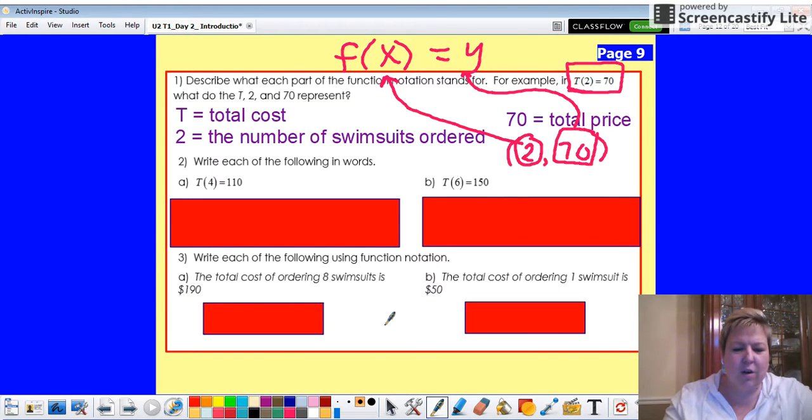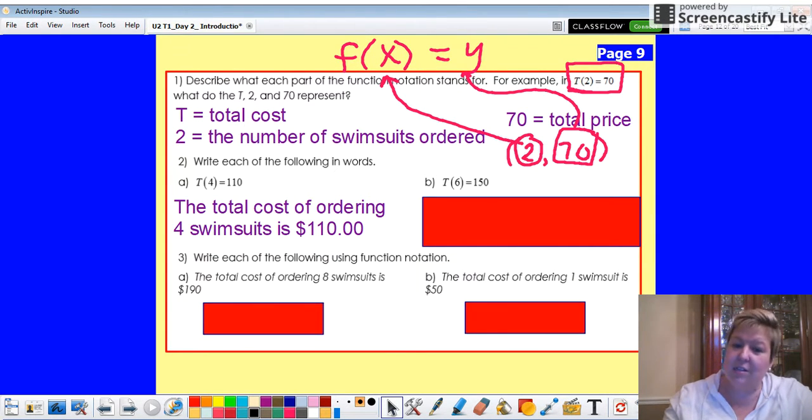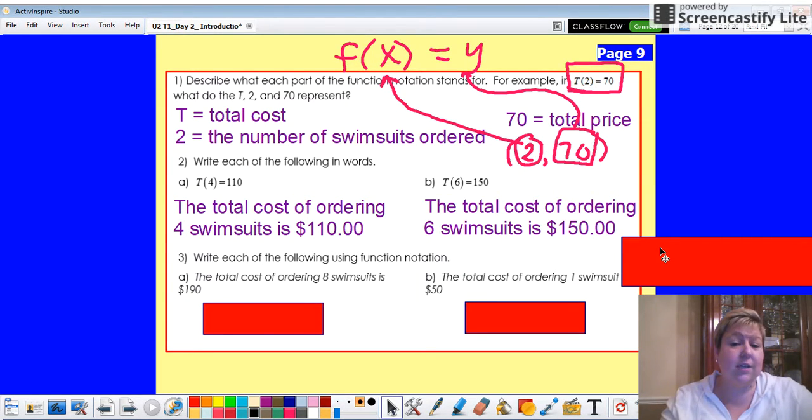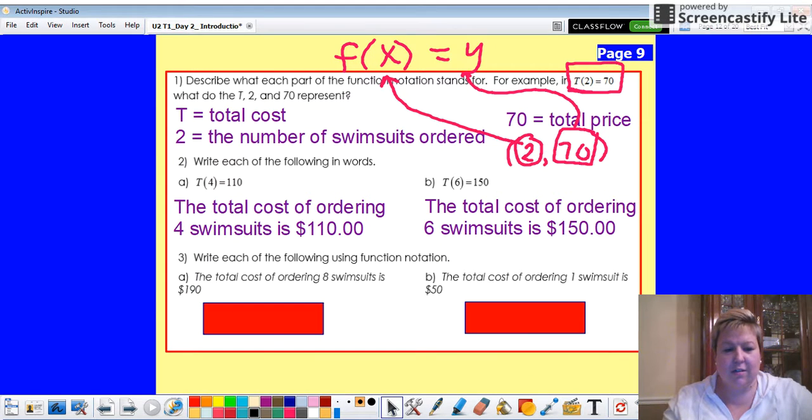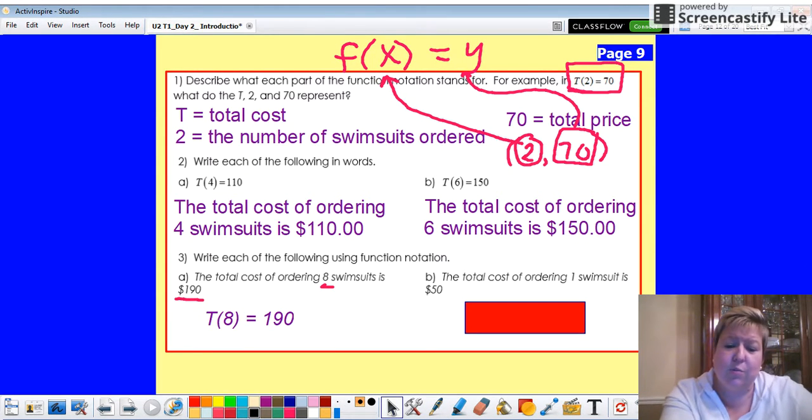Well, what does that mean in words? That's simply going to show us that the total cost of ordering 4 swimsuits is $110. T of 6 equals 150 is going to be the total cost of ordering 6 swimsuits is $150. And then we're going to reverse that. And instead of writing it in words, we're going to take the words and put it into our function notation. So the total cost of ordering 8 swimsuits, I know that this 8 is going to replace x. And I know that the 190 is going to replace y. So in your notes, go ahead and write T of 8 equals 190.